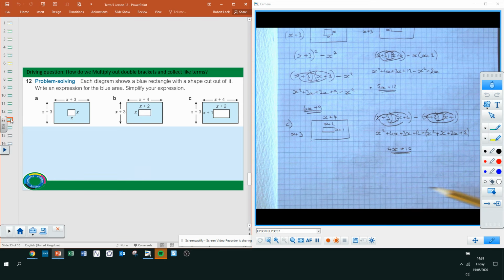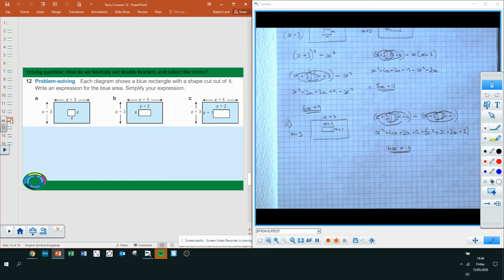If I didn't put the brackets around here, the answer would be totally different. You'd be adding these when you should be taking away, so you'd end up with 8, 10x, and 12 minus plus 2. A minus and a plus is negative. So that's the reason why I put brackets around it. All of that is taken away from this.